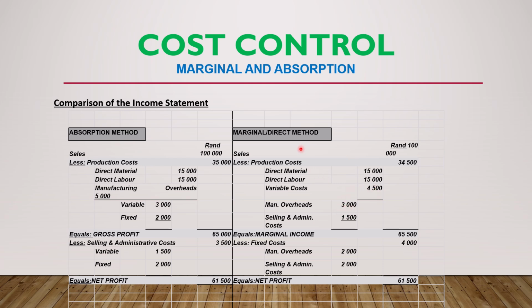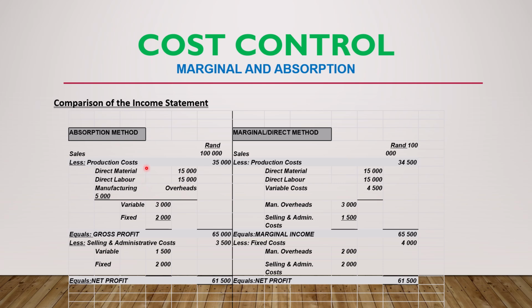So this method says the only costs that we recognize as part of production cost are the variable costs, not the fixed costs. The fixed cost cannot be part of the production cost. That's what they say, right? Your variable costs give you 4.5. When you add this, they give you your production cost, which is 34,500. You deduct it from your sales, and then you get your marginal income.